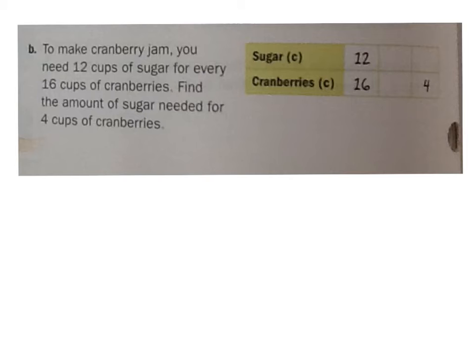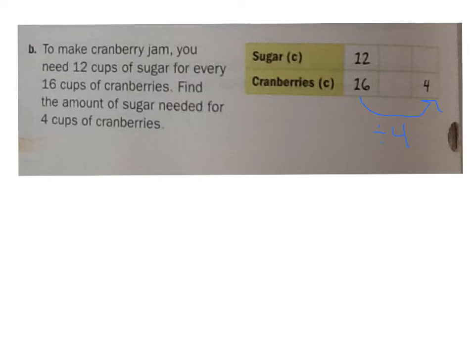Now, whenever we have 3 boxes like this, my first step is, how can I get from 16 to 4? Is there something I can divide by to get 4? Well, 16 divided by 4 gives me 4.